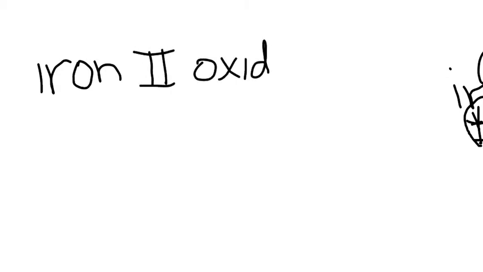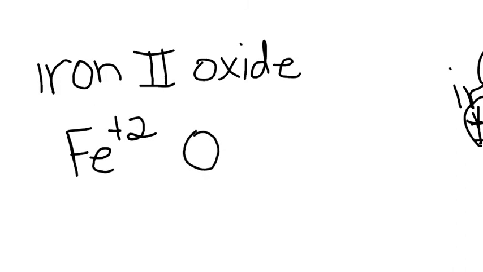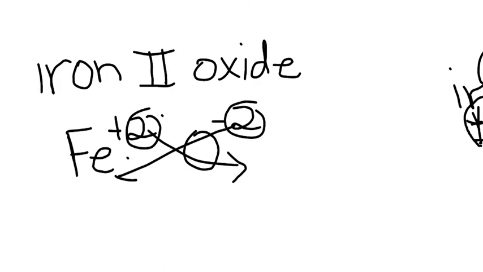What if I had iron, Roman numeral 2, oxide? What would that formula look like? Well, now it's easy. I've given you the Roman numeral. I know that that's Fe. The Roman numeral tells me +2. Oxide is still oxygen with a -2, and when I crisscross, bring them down, drop the charge, and simplify, what I'm left with is just FeO.